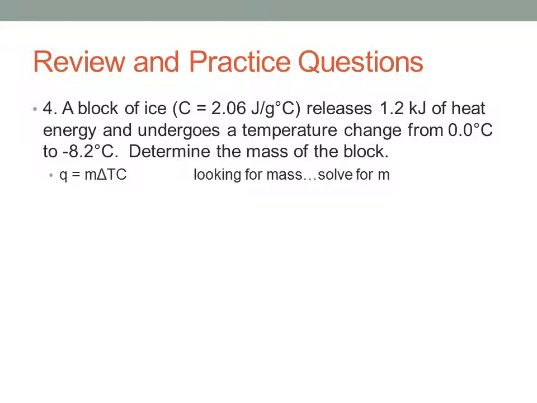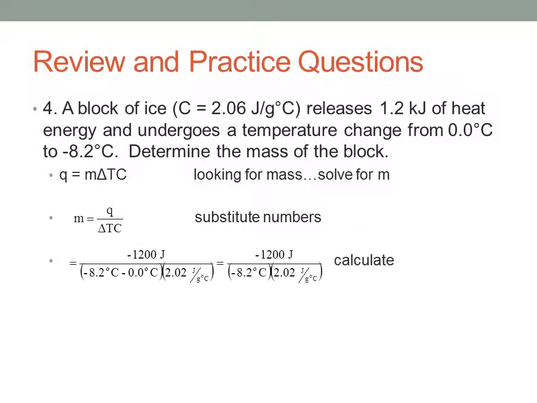So in this problem, we'd want to start with our change in temperature equation for heat. Q equals m delta T C. But we're asked to find the mass, so I'm going to solve this equation for mass, lowercase m. I would simply divide both sides by delta T C, and that would give us m equals Q over delta T C. At this point, I can substitute in the values given to us in the question.